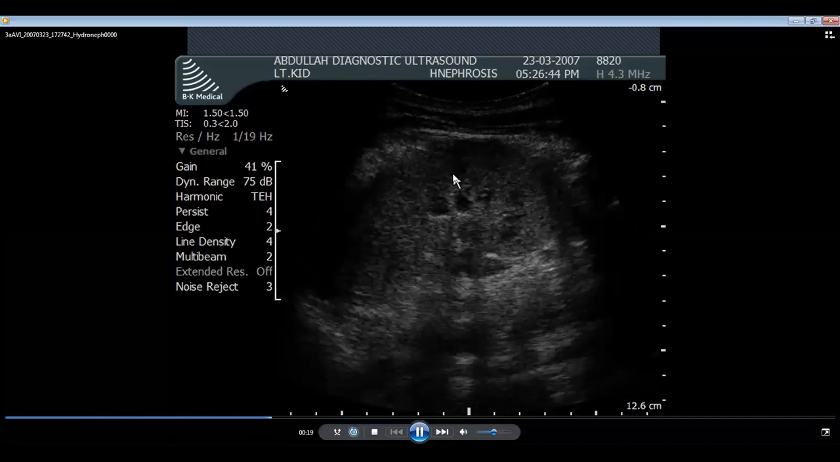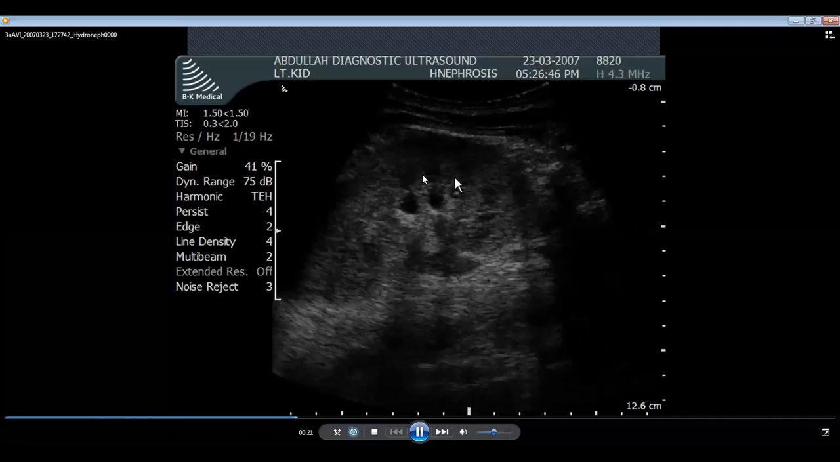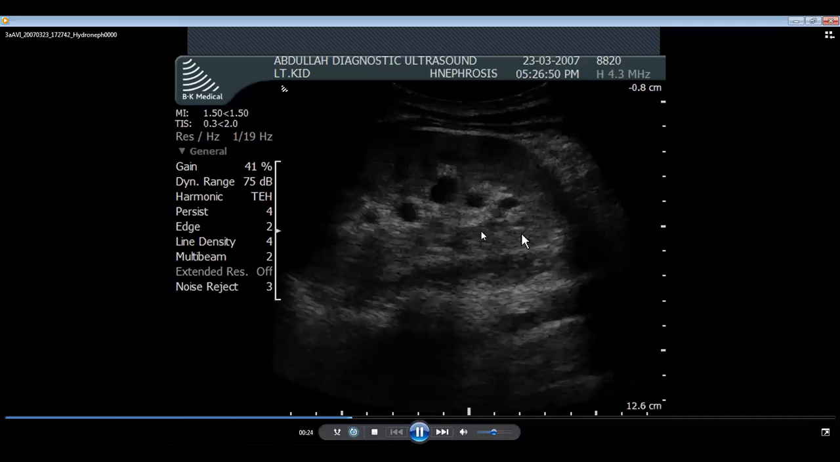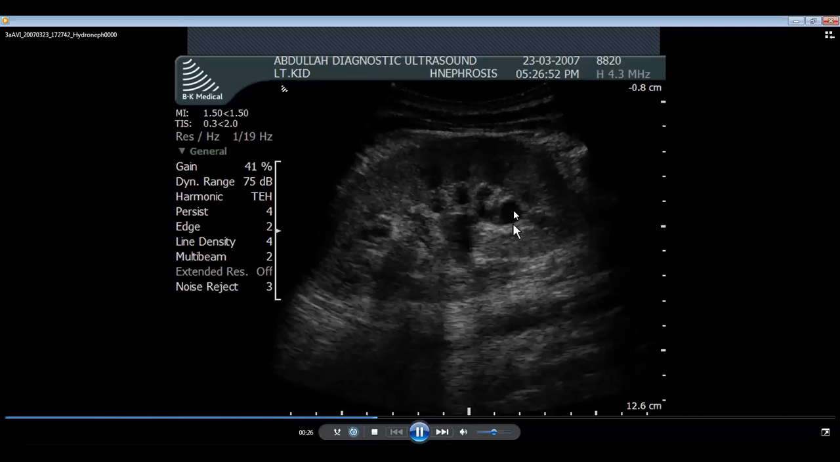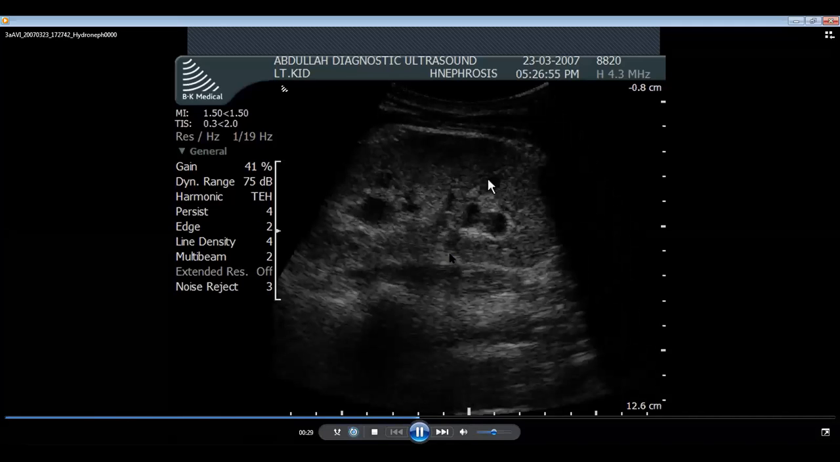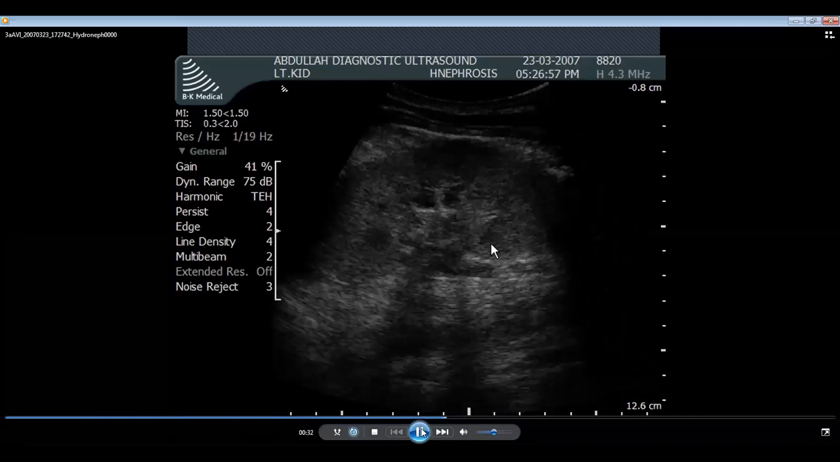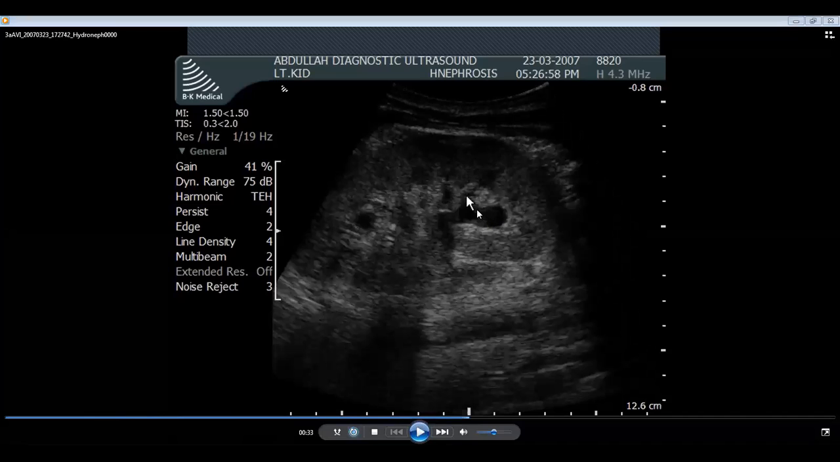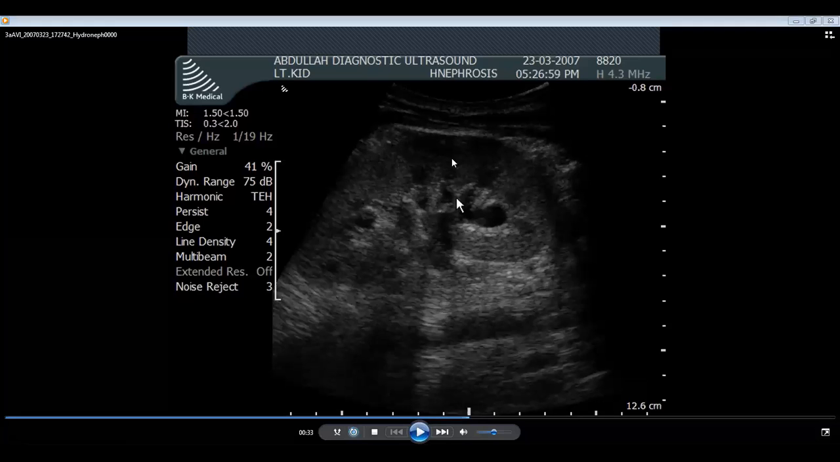Within the parenchyma, you can appreciate black pyramids, which are in fact loops of Henle. So the calyces are here with bright white walls, and in the parenchyma, if you look carefully, these are the calyces with white walls, and this is the parenchyma with renal pyramids, part of the renal medulla. There you see the renal pyramids inside.